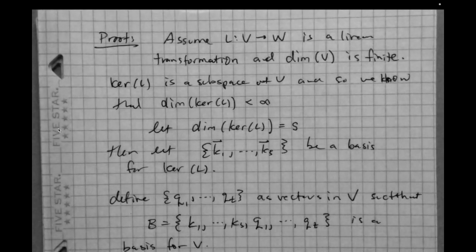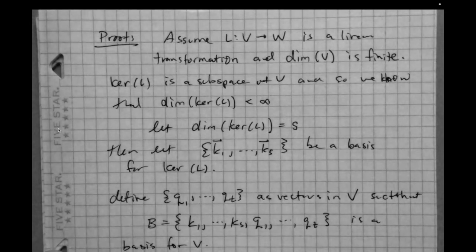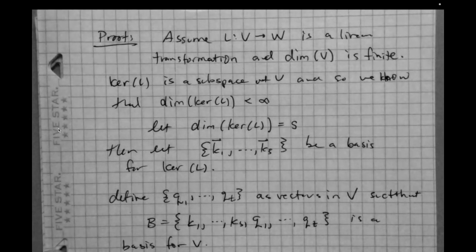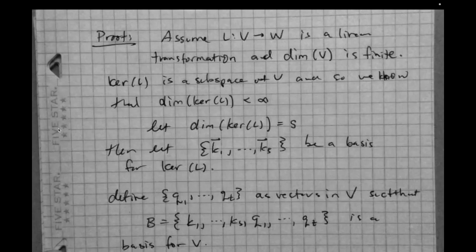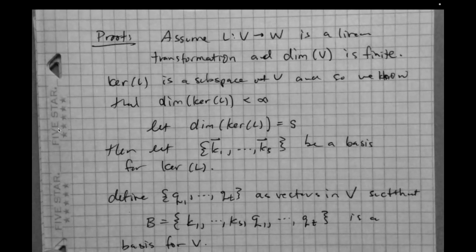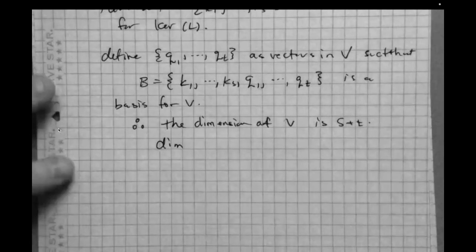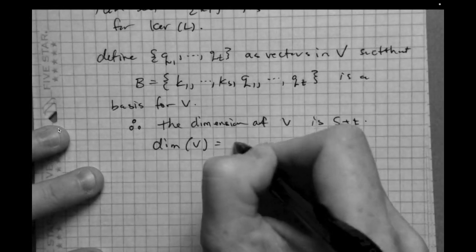Okay, so what we're saying here is that, what does this mean? Hence, we say therefore the dimension of V is S plus T. So another better way to write that would be to say the dimension of V is equal to S plus T.